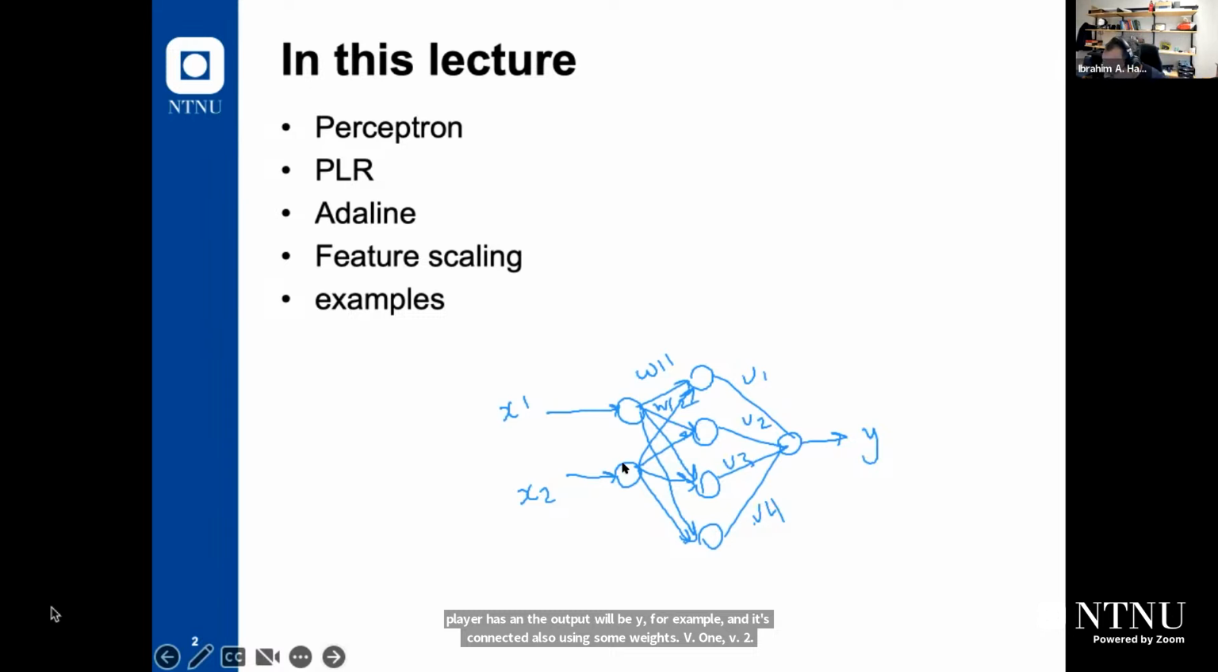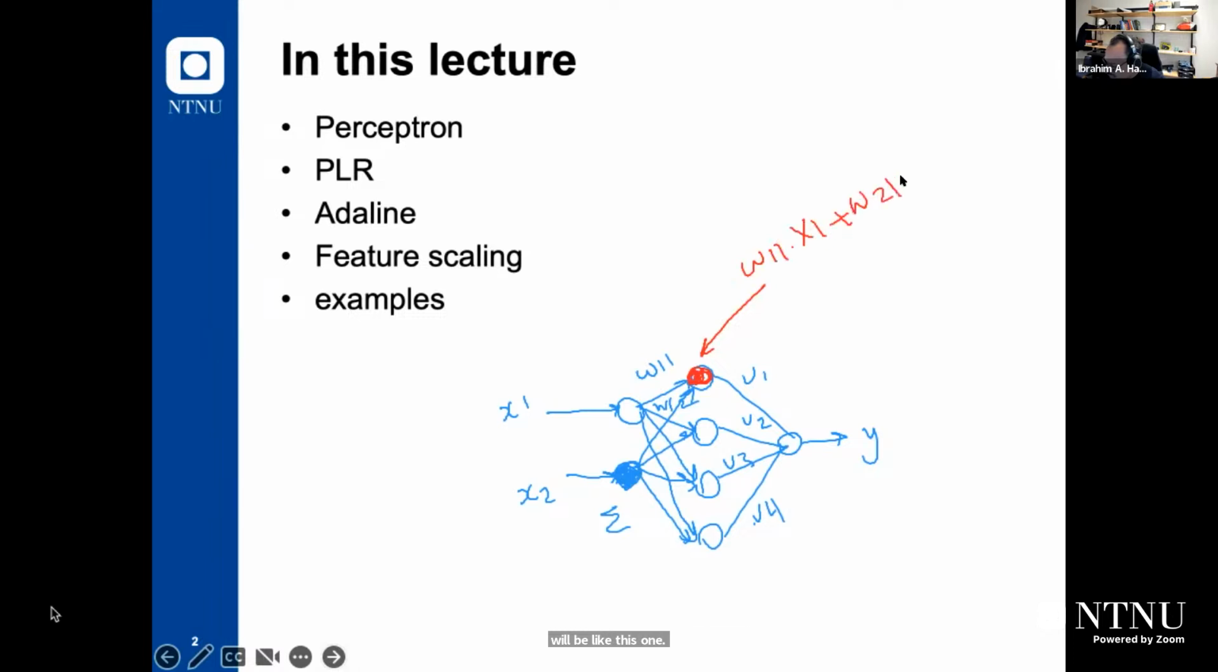Each unit here is a perceptron, or just a unit. We calculate the summation of inputs multiplied by weights, so it's a weighted sum of inputs. If I need to calculate the input to this unit, it's connected to x1 and x2 using omega 1 1 and omega 2 1. So the equation will be omega 1 1 multiplied by x1 plus omega 2 1 multiplied by x2 plus something called bias.